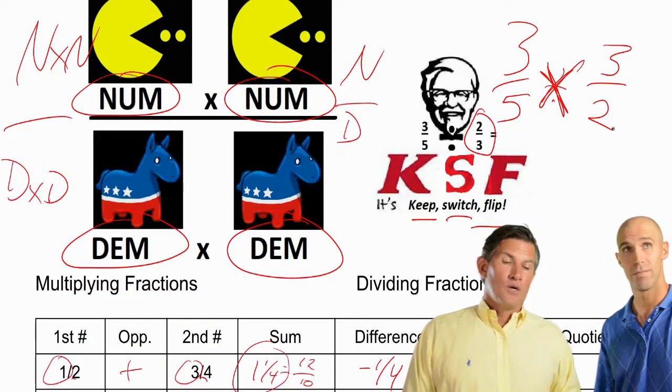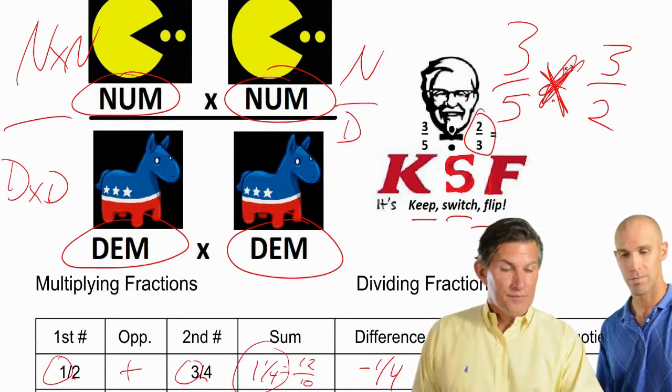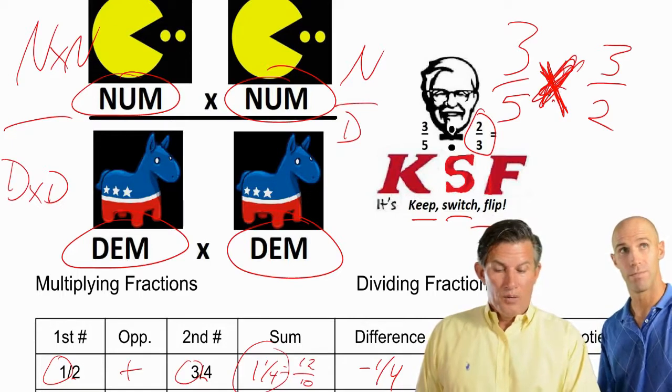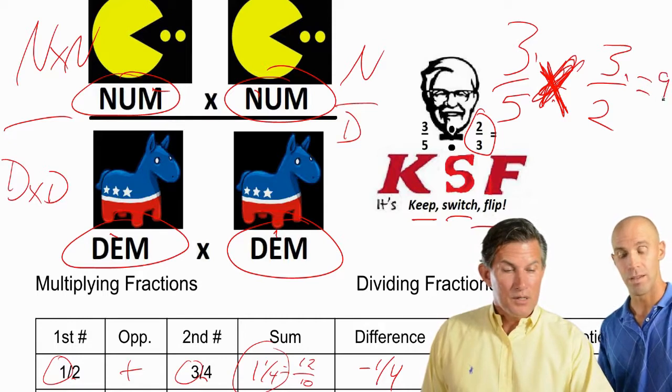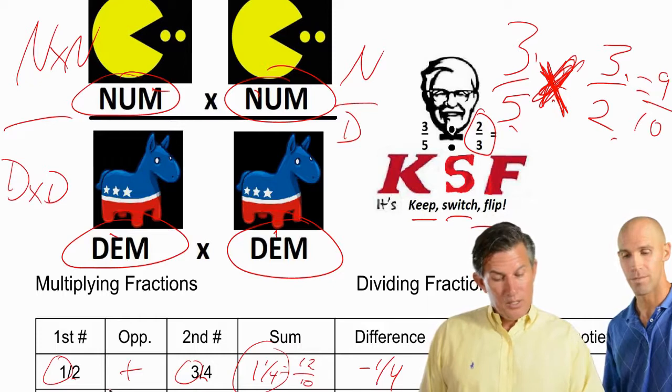Does that make sense? What kind of problem do you have now? You have a multiplication problem. All right. Well, multiplication is num num dem dem. 3 times 3 is? 9. 5 times 2 is? 10. So this is the quotient.